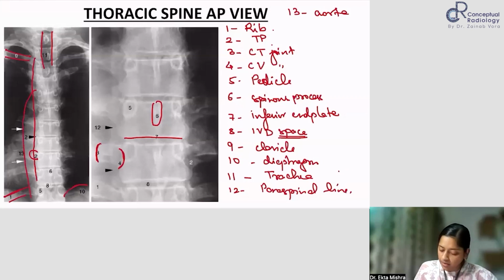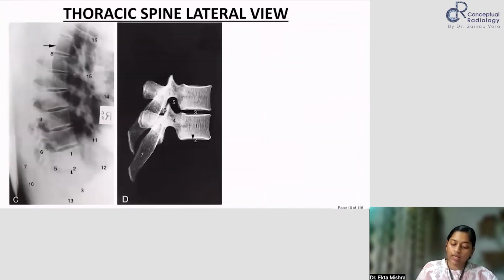So why are we discussing trachea, paraspinal line, and aorta in thoracic spine radiograph? Because these are normal structures which are seen on the AP radiograph and are not to be confused with any pathology. Coming to the lateral radiograph now.